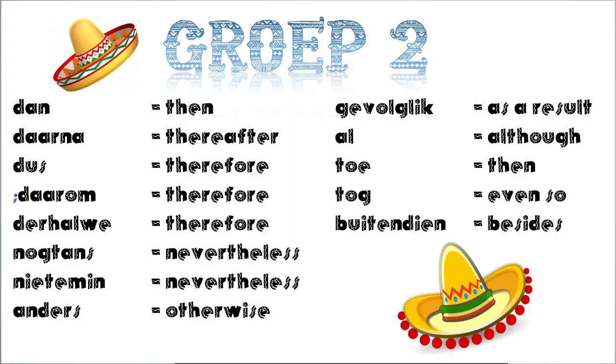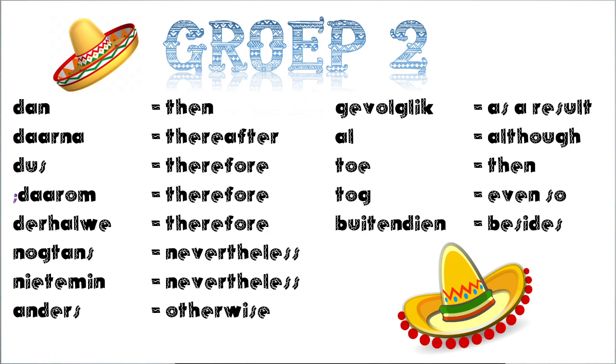Right, moving on to group 2 conjunctions. Here you've got a lot of words that start with D, so if you're not sure and you think of a word that starts with D that's a conjunction, more often than not all the D words except for dat are in group 2. You won't find any D words in group 1. So we'll go through them quickly. You've got dan, daarna, dus, daarom, derhalve, nogtans, nietemin, anders, gevolglik, al, toe, toch, buitendien.